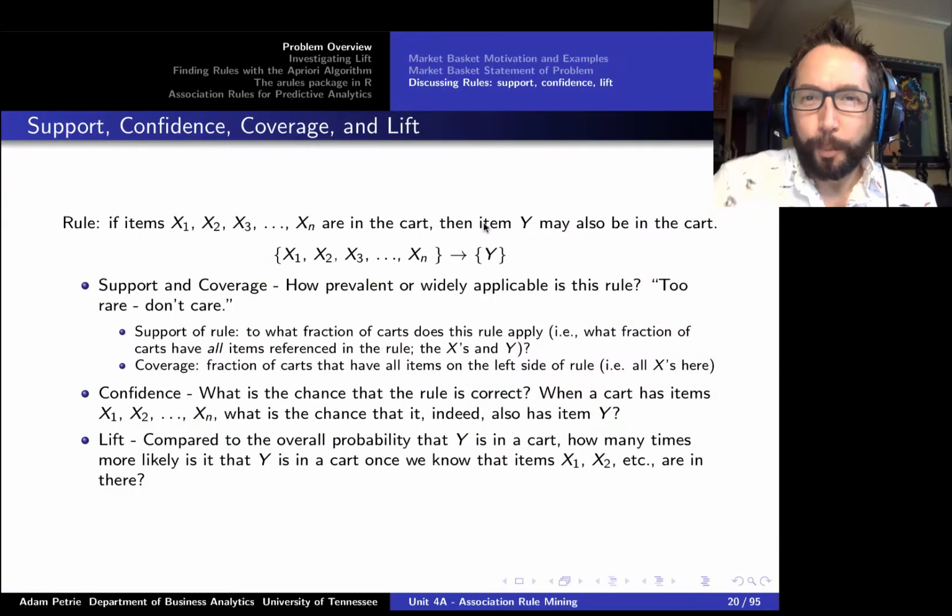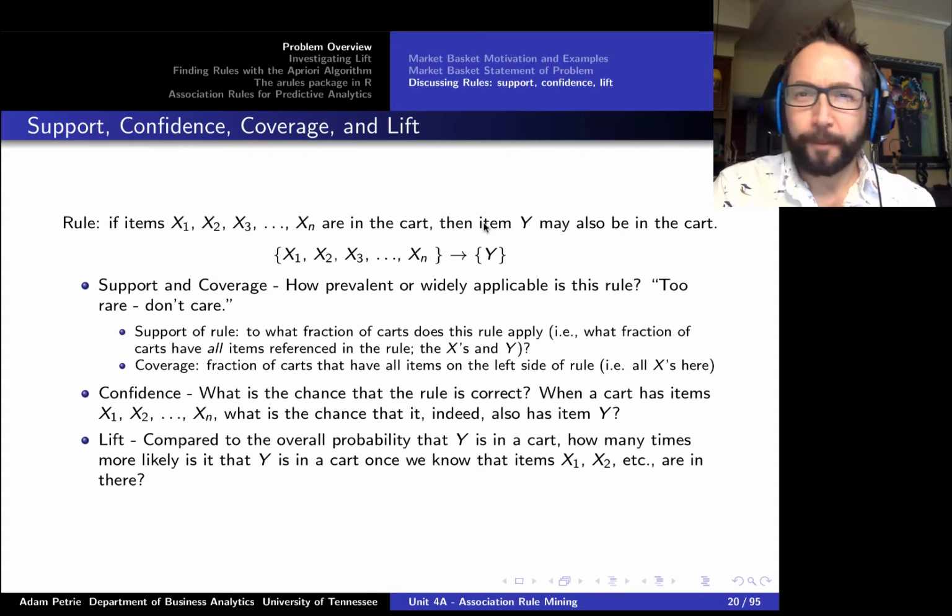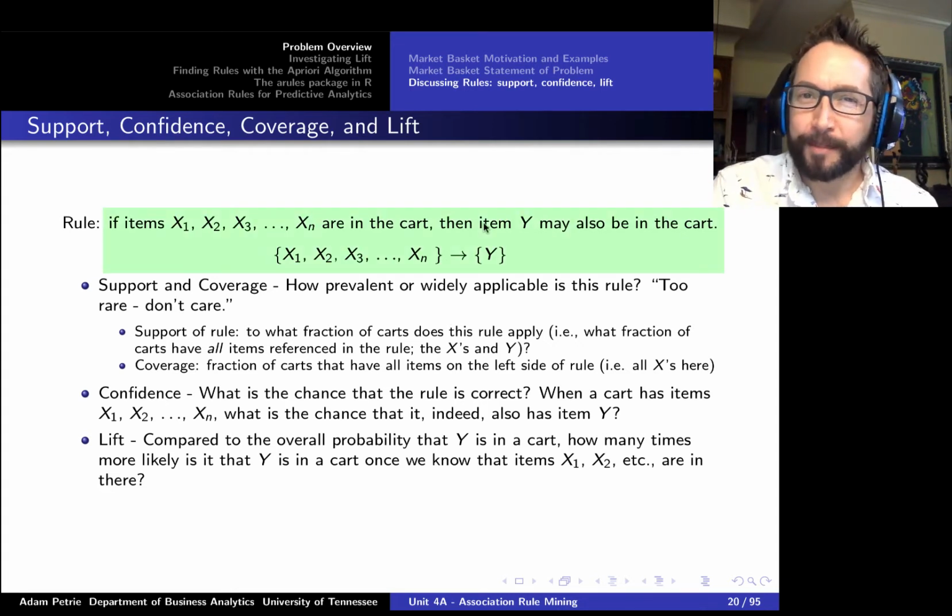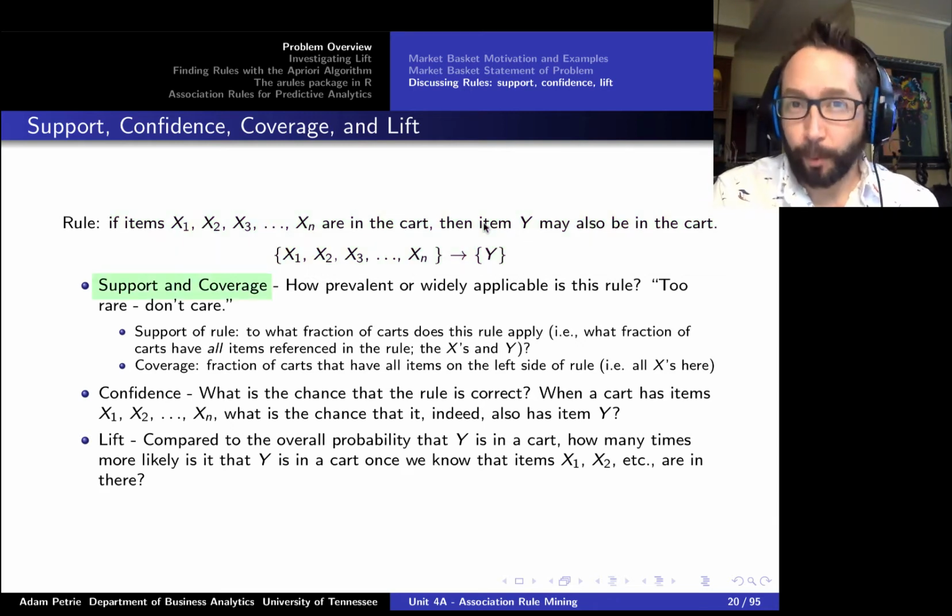Let's tie in our discussion about market basket analysis, association rule mining, with our study of conditional probability, prior, posterior, those sorts of words. So we've talked about that the rules that we're after discovering are rules of the form: if a shopper has items x1, x2 through xn, a whole bunch of x's in their cart, then they may also have item y.